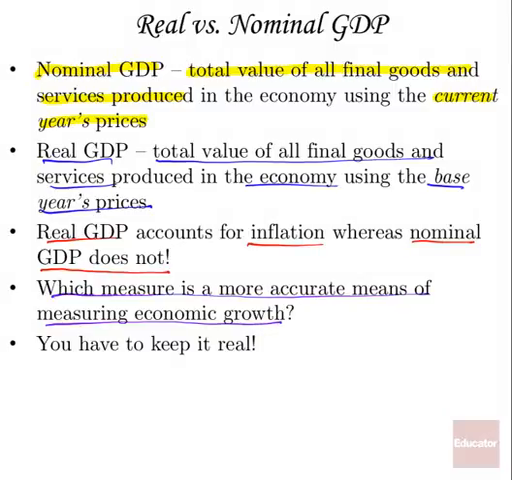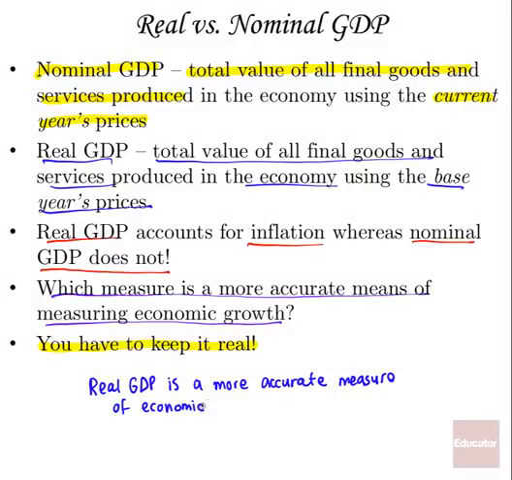Well, easy way to remember it is, if your friends aren't really being completely forthright with you, you say you keep it real. You have to keep it real here. So real GDP is a more accurate means of measuring the economy than the nominal GDP. So real GDP is a more accurate measure of economic growth than is nominal GDP.